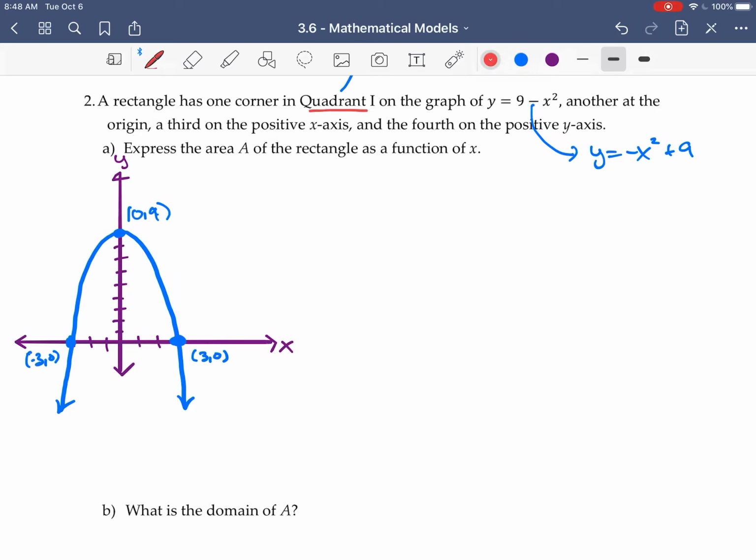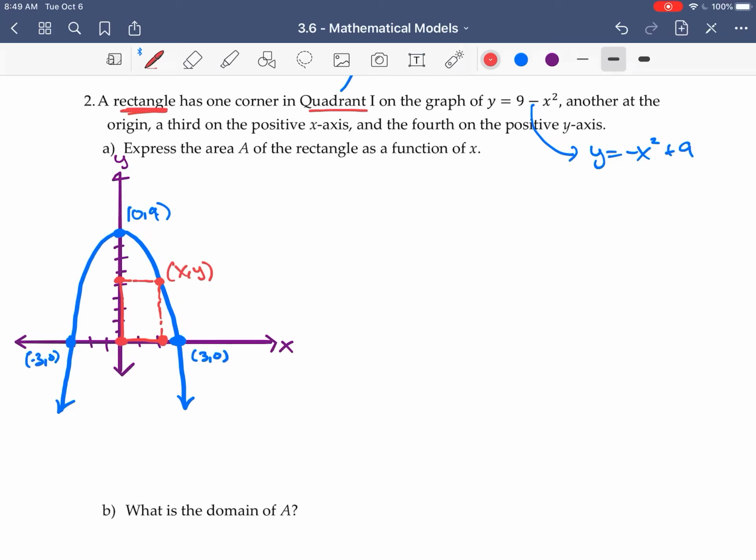Okay, so now we have the rectangle. We're drawing a rectangle. It has one corner at the origin, and one of the corners in quadrant 1 on the graph somewhere. So let's say it's here. This is going to be a point (x, y), and then it's going to have its other points related to that point. So there's our rectangle. That's the rectangle we're talking about.